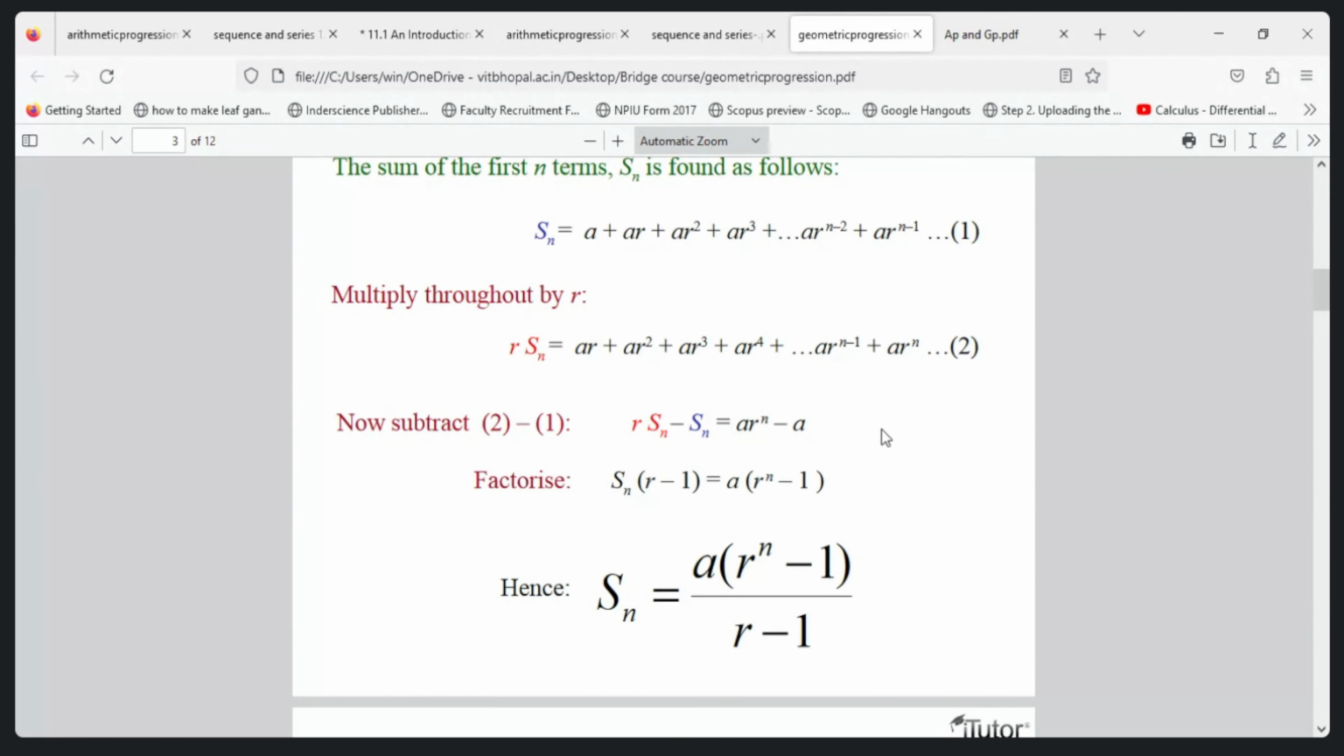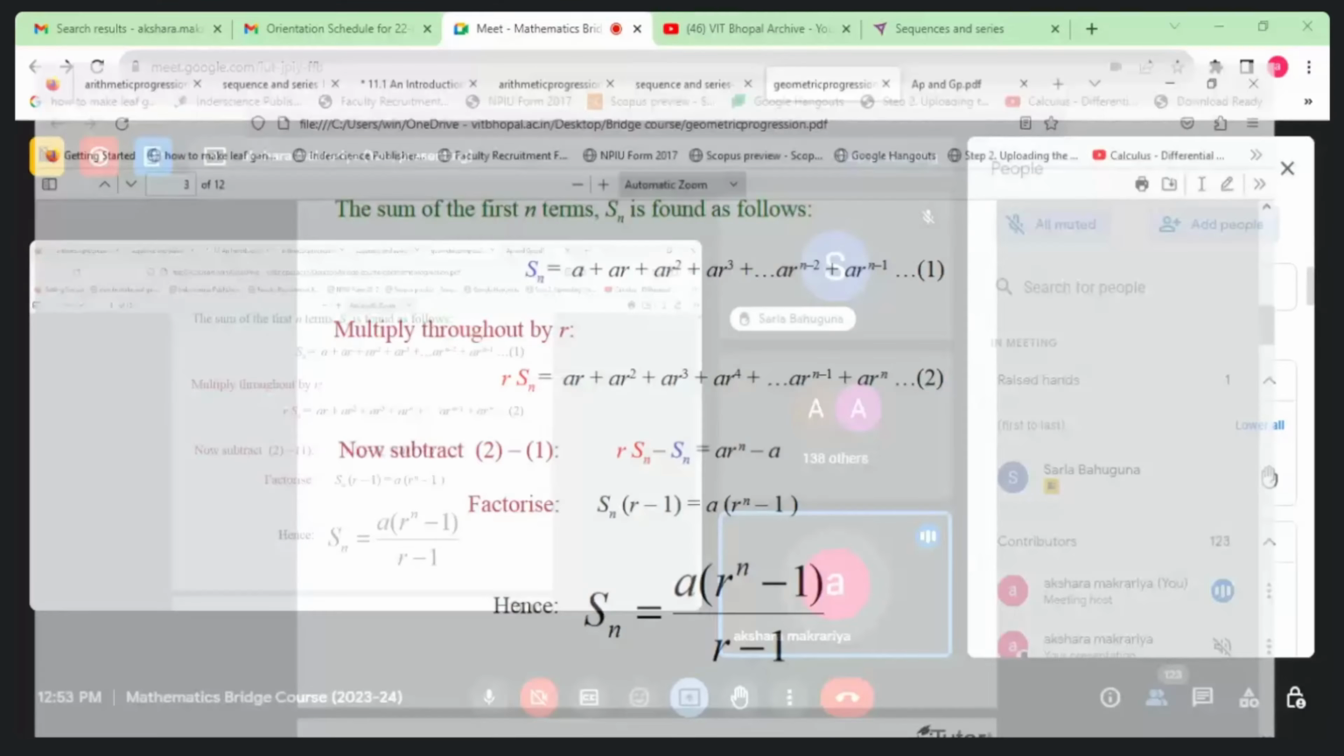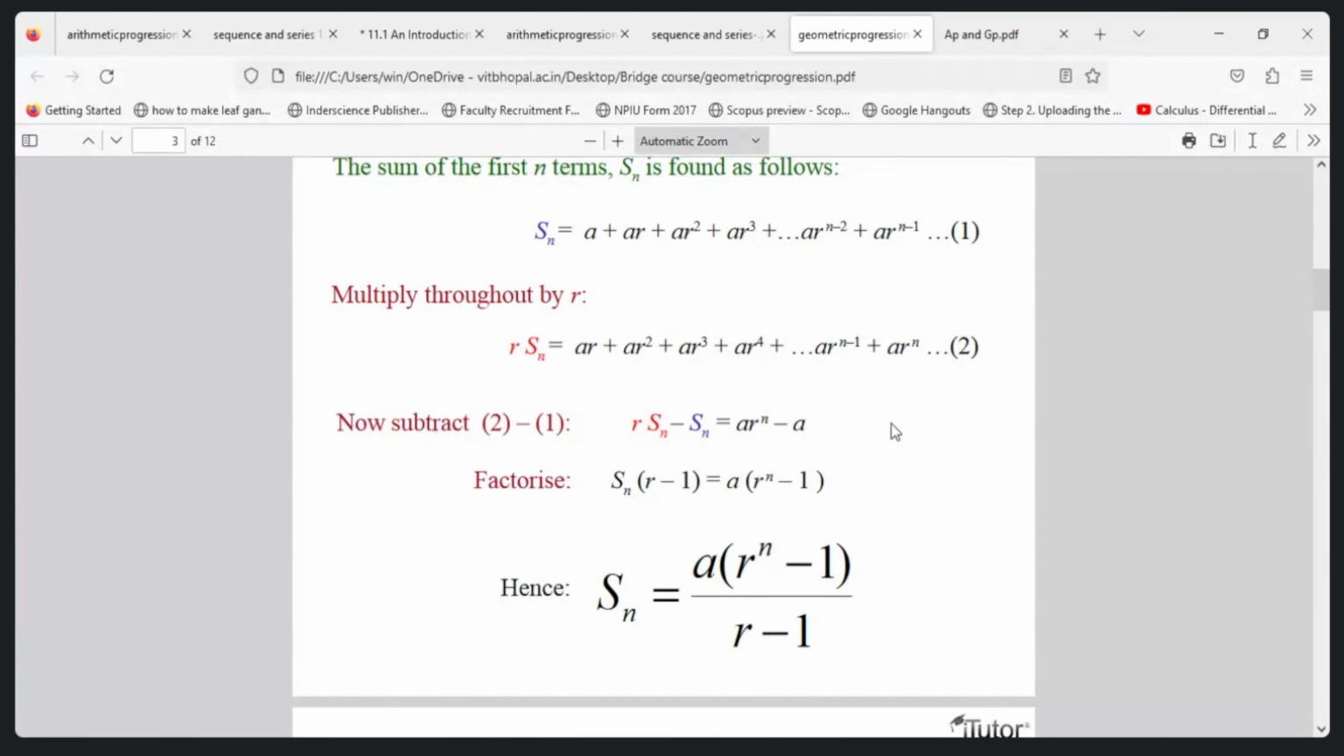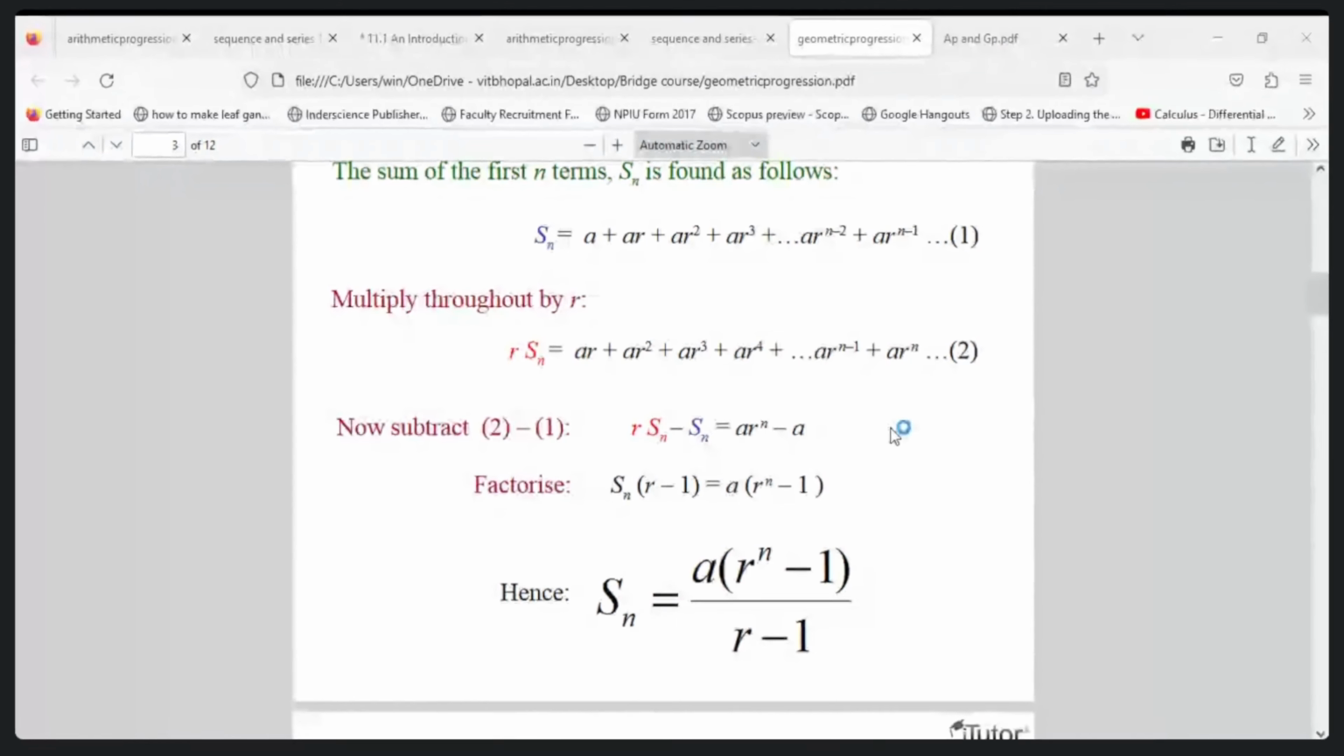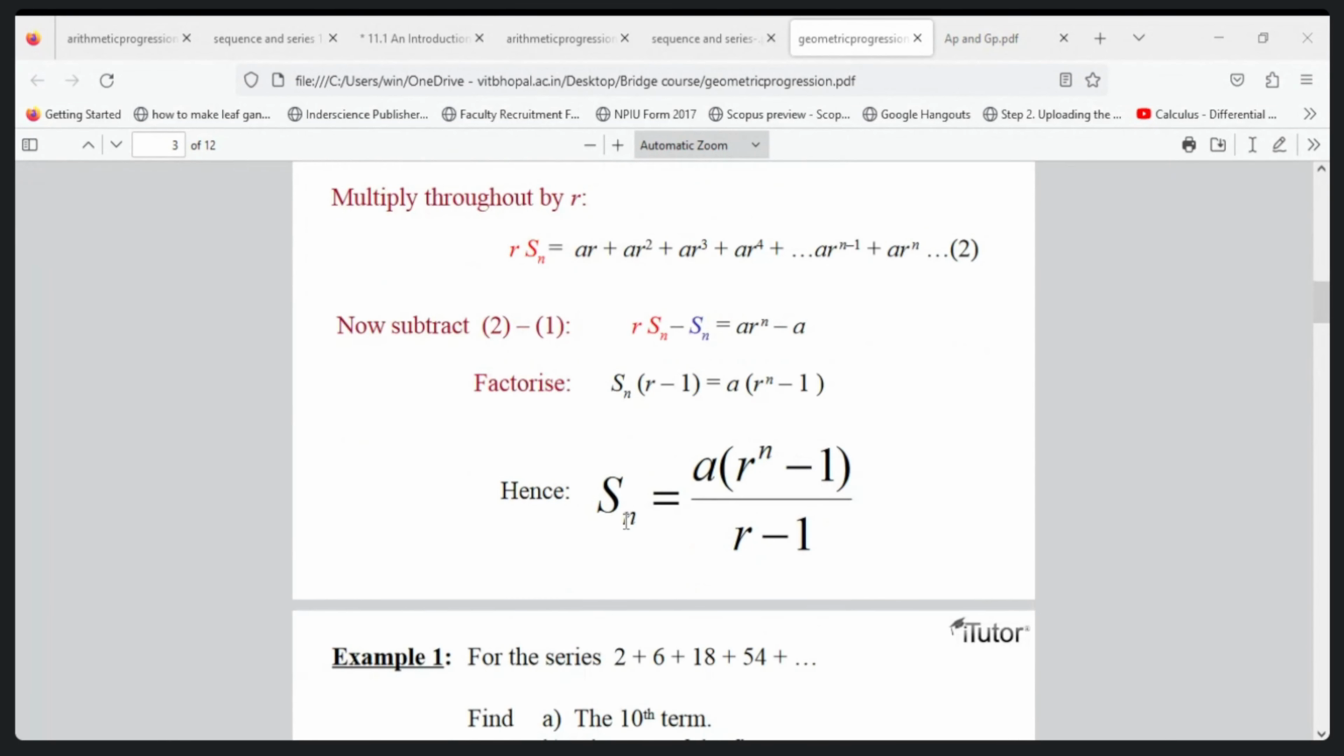Then again, we want to find the sum of that general term. This is the first term of n terms. In this sequence we can find the common ratio, while in the arithmetic progression we find the common difference. So RSn is equal to AR plus AR square plus AR cube plus AR to the power 4 and so on. RSn minus Sn is equal to AR to the power n minus 1. So this is Sn is equal to this.